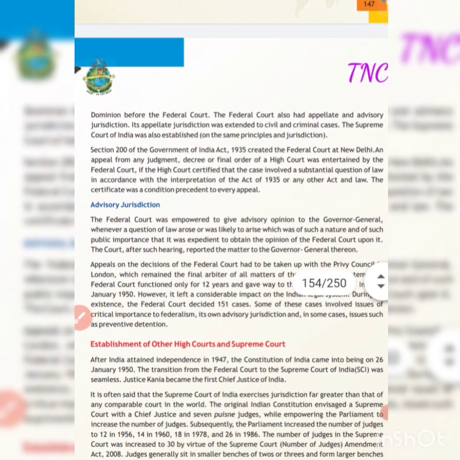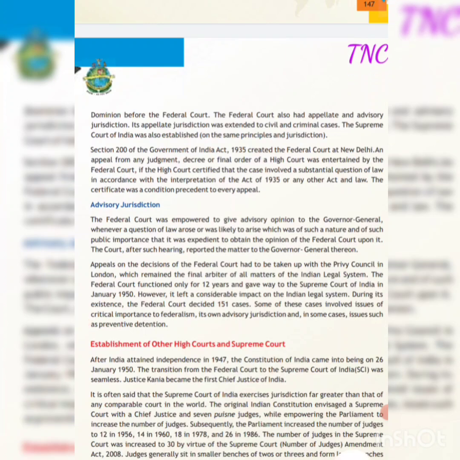The federal court had appellate and advisory jurisdiction. Its appellate jurisdiction was extended to civil and criminal cases. The Supreme Court was also established on the same principles and jurisdiction. As I told you a few minutes ago, there were various administration or governance systems that were admired from this act, and that we took from the Britishers. So the Supreme Court of India that we have today, the principles on which it was established, and the kind of jurisdiction that it exercises, all of that has come from this act.